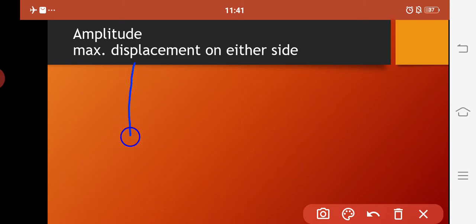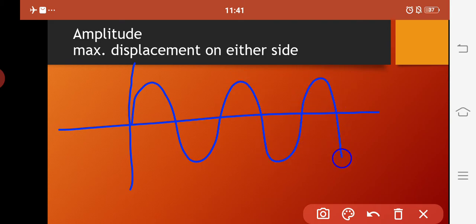What is amplitude? Let this be a graph, and this is the wave motion. This is the mean position. So amplitude can be defined as the displacement of the particle from its mean position. Since the particle is moving to this point, maximum displaced to this point, from here maximum displaced to this point, from here to this, from here to this. So this maximum displacement is known as amplitude, and this can be taken on either side.